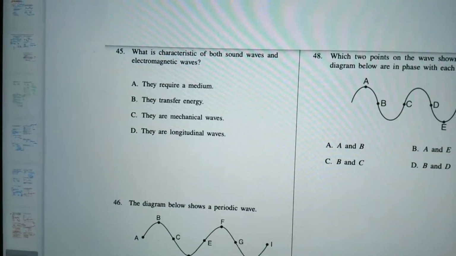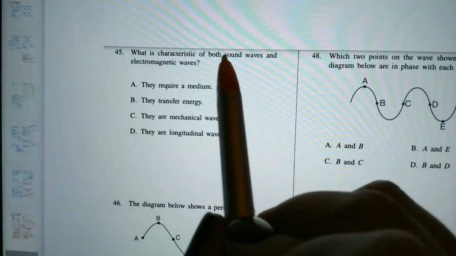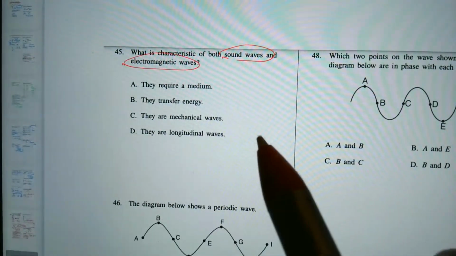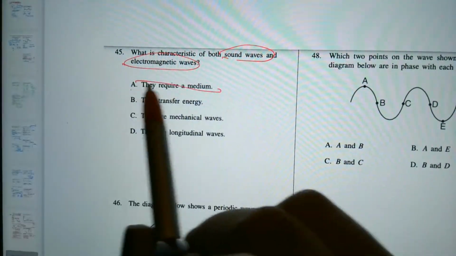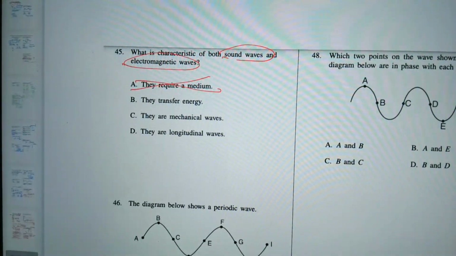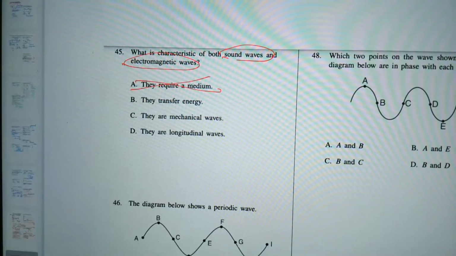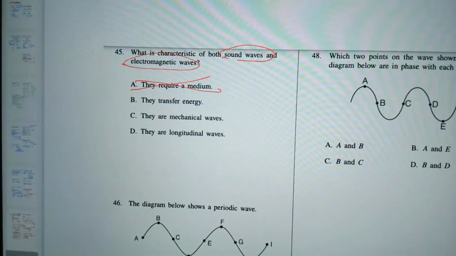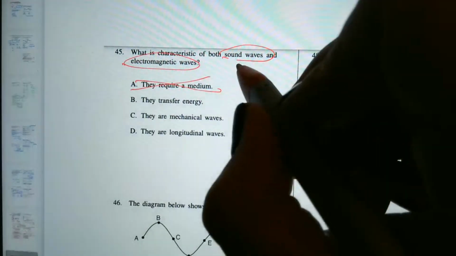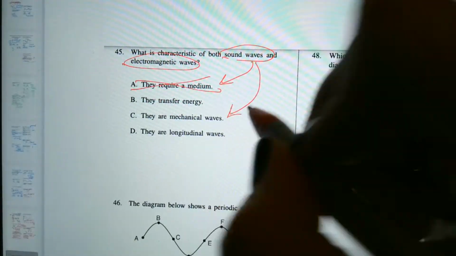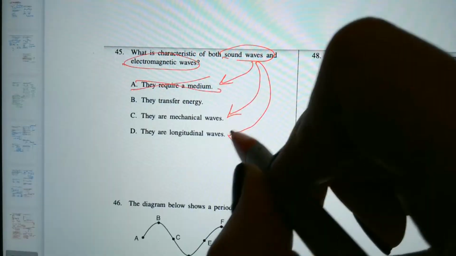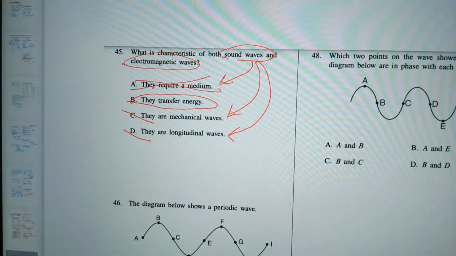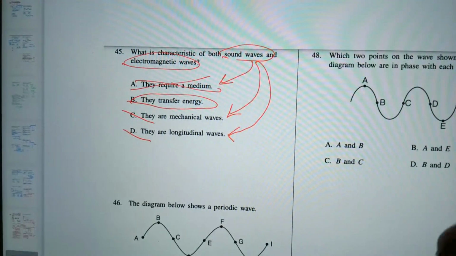45. What is characteristic of both sound waves and electromagnetic waves? They definitely do not both require a medium. Only sound waves need that. Electromagnetic waves can move through space. They're definitely not both mechanical waves, because mechanical means you require a medium, and sound waves are the only ones that require this. Sound waves are also a type of longitudinal wave. So A, C, and D are terrible. Both of these waves, regardless of their abilities, are going to transfer energy nonetheless.